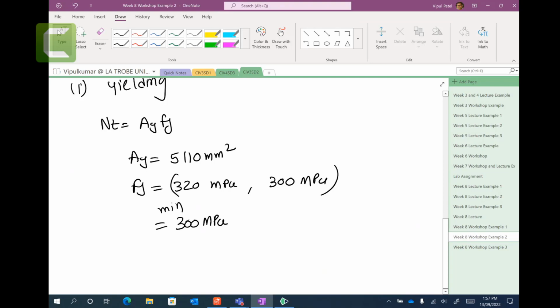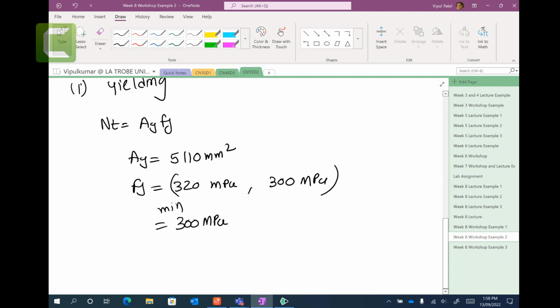Otherwise I cannot take 310 because it's in between. But to be on the conservative side, I would consider 300, because when you consider 300, it will work for 320 and it will work for 310. So I would consider a minimum of 300 megapascals. As I mentioned, there are no rules. The standards do not say how you're going to reach it. If you take 320, it would not be any issue, but I consider 300. It's conservative.